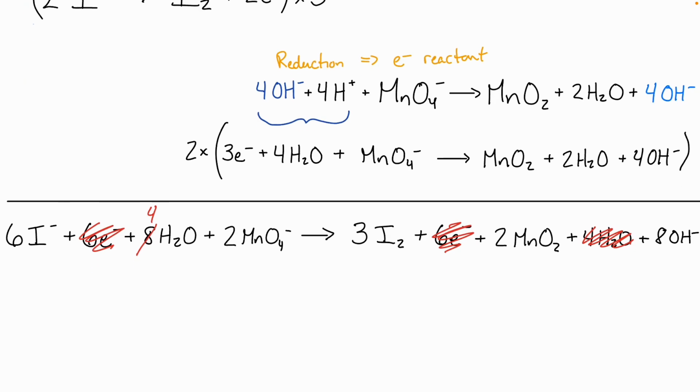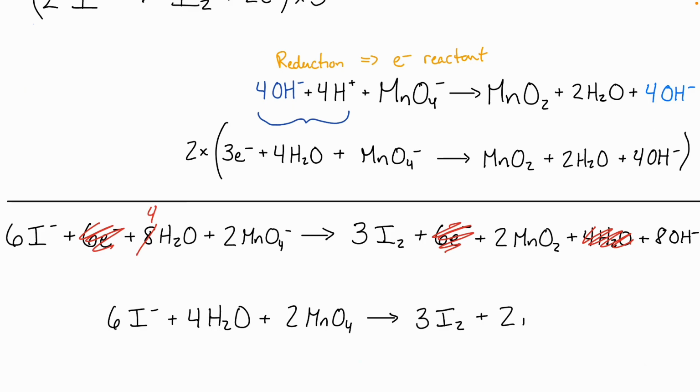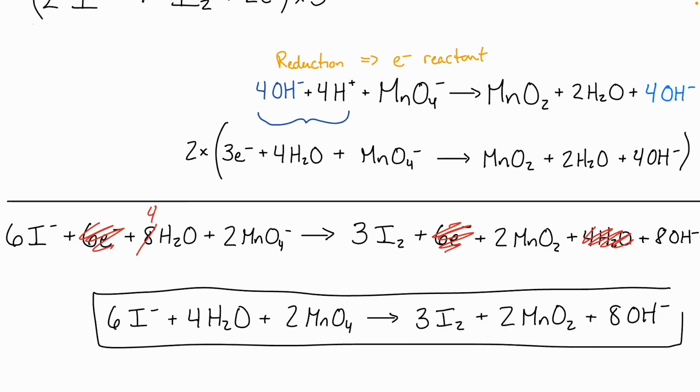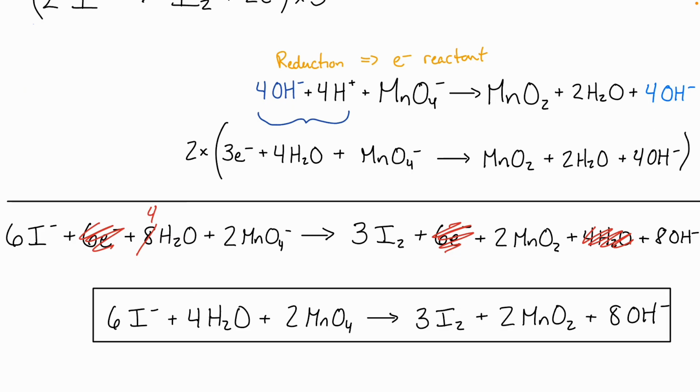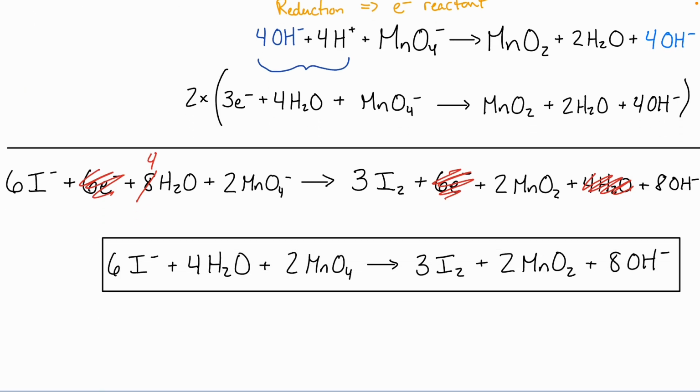So my final answer: 6 iodides, 4 waters, and 2 permanganates give 3 iodines, 2 manganese 4 oxides, and 8 hydroxides. All right, here is my final balanced chemical equation for this redox reaction.